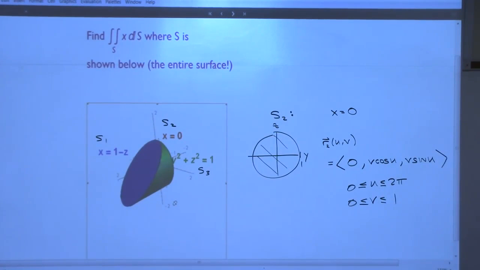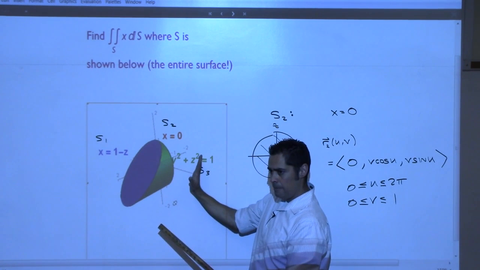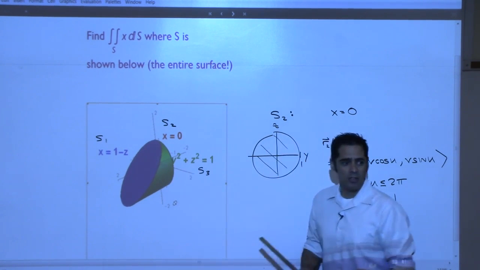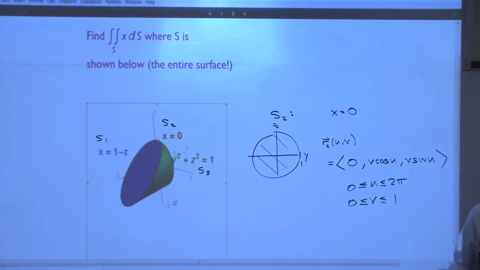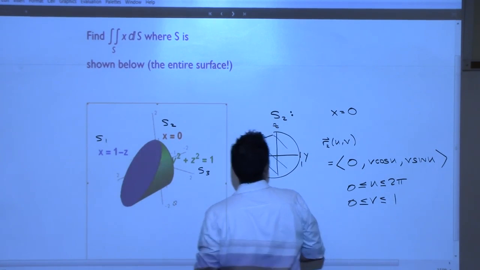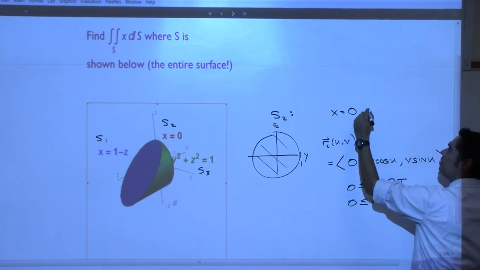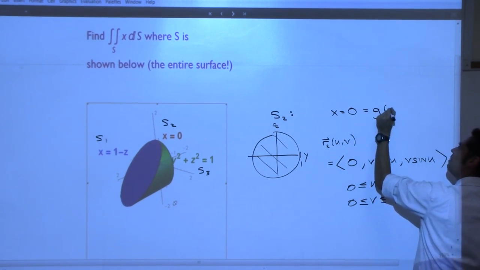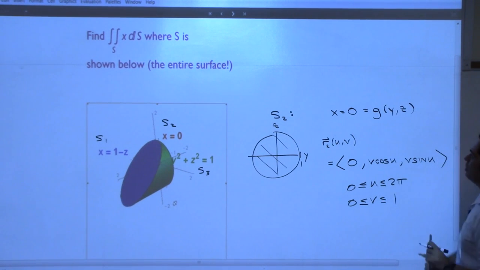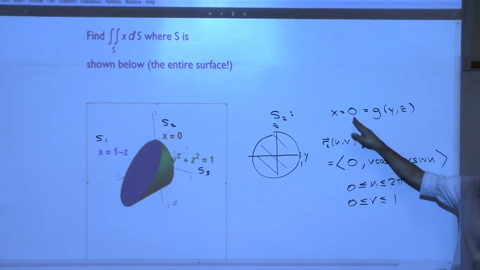Is it a function of x and z, which means that you come out the y-axis? Is it a surface this way? No. Is it a function of y and z? Yes, it actually is. Your x value, you could look at this as a function of y and z. It's actually g of y, z. But what is the function? 0. It's 0, isn't it?